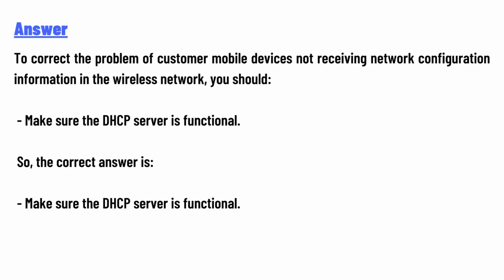The answer of the question is: to correct the problem of customer mobile devices not receiving network configuration information in the wireless network, you should make sure the DHCP server is functional. So the correct answer is: make sure the DHCP server is functional.